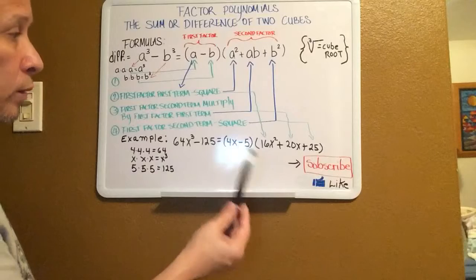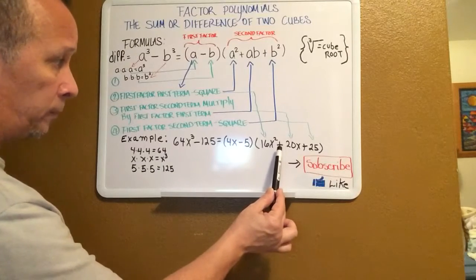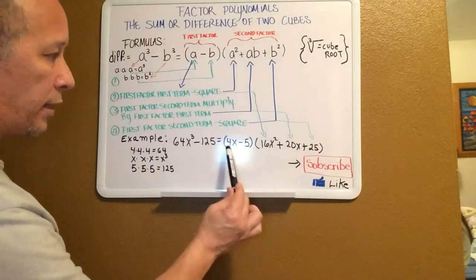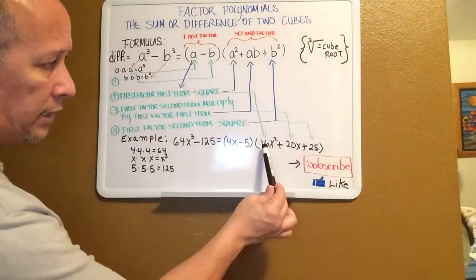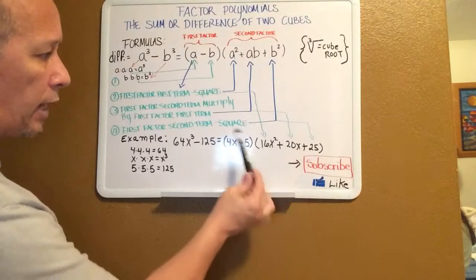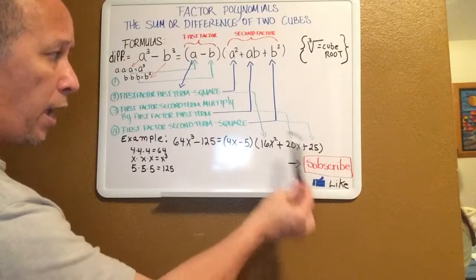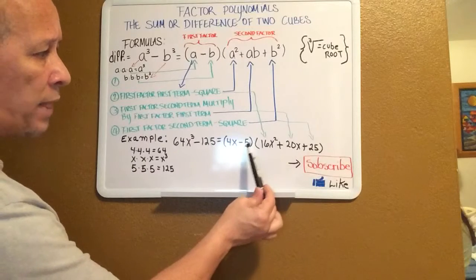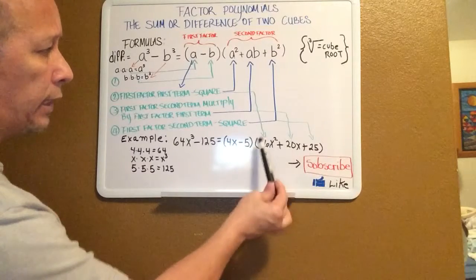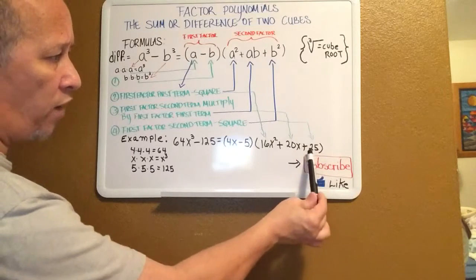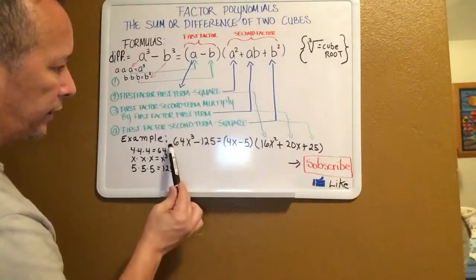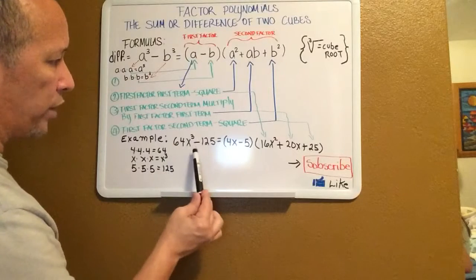If you want to know if these two factors are the correct factors, you have to multiply 4x times 16x squared, 4x times 20x, and 4x times 25, plus negative 5 times 16x squared, negative 5 times 20x, and negative 5 times 25. Simplify this multiplication and we'll get our original equation.